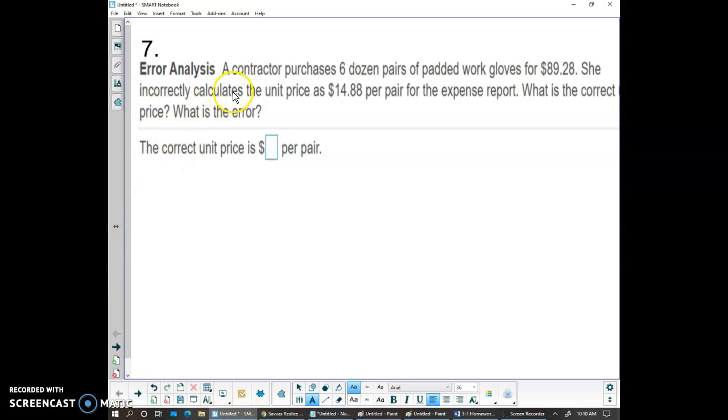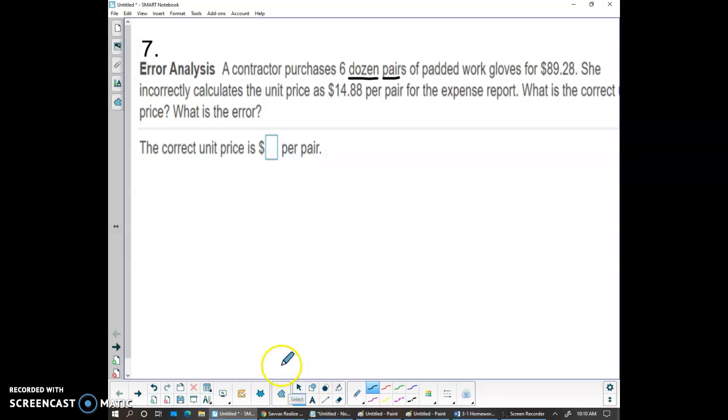All right, so question 7. Now make sure you read this carefully. There's a lot of things that are tricky in this one. A contractor purchases 6 dozen pairs of padded work gloves for $89.28. She incorrectly calculates the unit price as $14.88 per pair for the expense report. What is the correct unit price? What is the error?